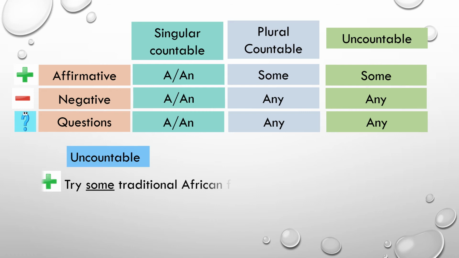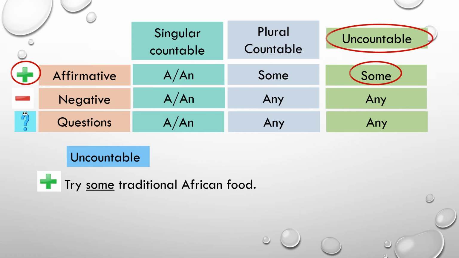Try some traditional African food. We can't count food. Food is an uncountable noun. Mari kita cuba sebahagian daripada makanan tradisi orang Afrika. Kita tidak boleh bilang makanan, food. Food ialah uncountable. We can count a plate of food, but there we are counting the plate and not the food. Kita boleh bilang pinggan makanan, tetapi kita sebenarnya membilang pinggan, bukan makanan itu.